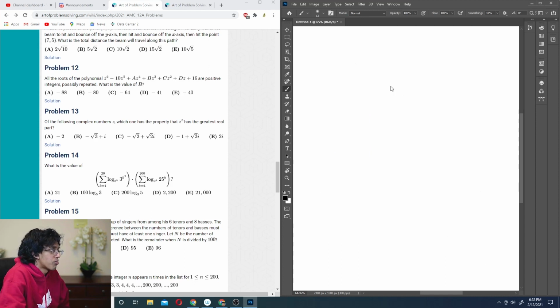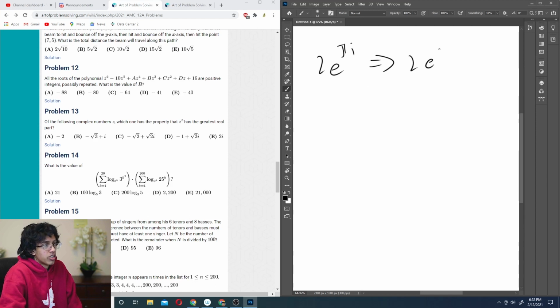Alright, of the following complex numbers, which one has the property that v to the 5 has the greatest real part? Okay. So basically you just convert this to polar, right? There's no really smart way to do it. So 2 e to the pi i, and if you put this to the fifth, this just gives you 2 e to the 5 pi i, which is essentially equal to 2 e to the pi i. So your real part is negative 2.